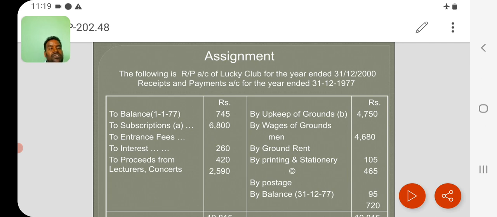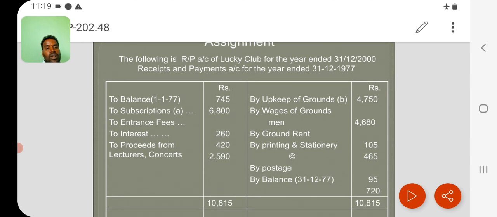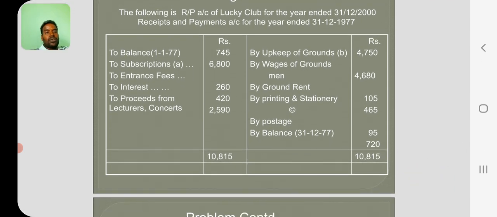To balance 1177, 745. To subscriptions, 6800. To entrance fees, to interest, 260. Proceeds from lectures, concerts, 420. Entrance fees, 250. To interest, 420. To proceeds from lectures, concerts, 2590.